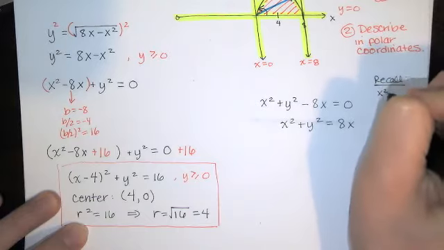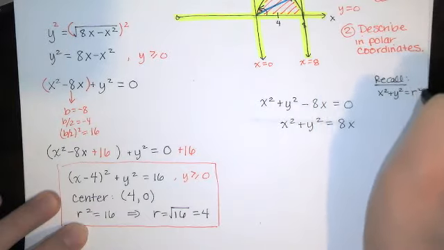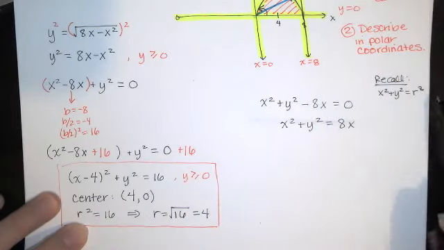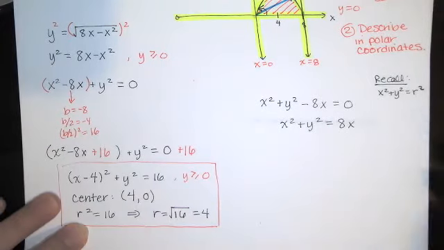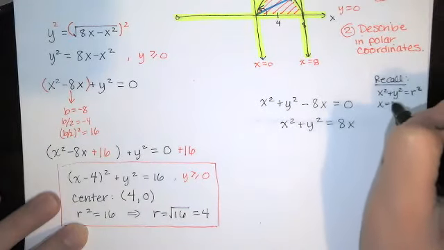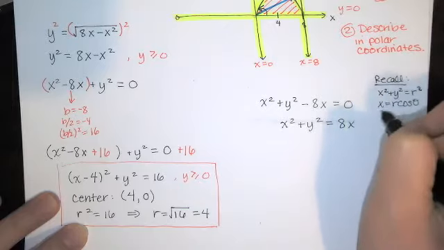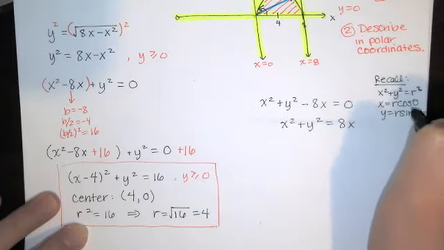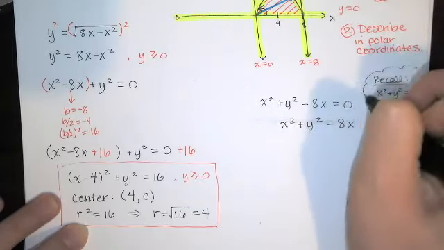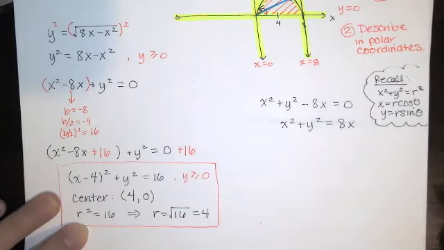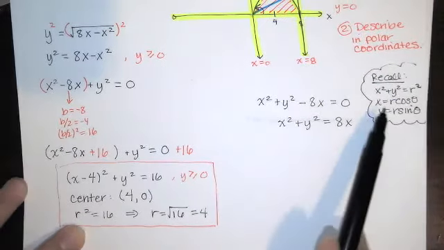Remember, when you're in polar coordinates, or when you're converting from rectangular to polar, x squared plus y squared equals r squared. We also know that x equals r cosine of theta and y equals r sine of theta. If you don't remember that, that's okay. We can look that up. We can watch that video too to refresh our memories.